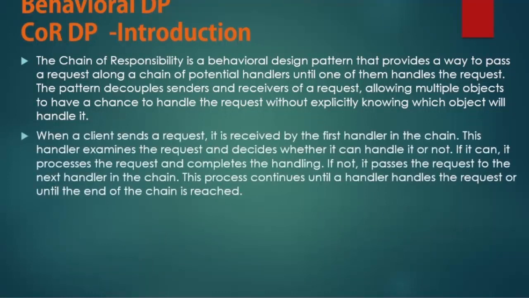When a client sends a request, it is received by the first handler in the chain. This handler examines the request and decides whether it can handle it or not. If it can, it processes the request and completes the handling. If not, it passes the request to the next handler in the chain. This process continues until a handler handles the request or until the end of the chain is reached.